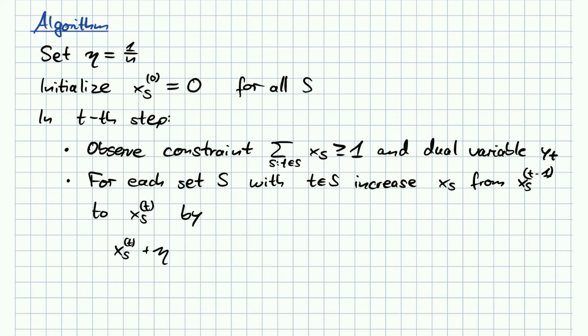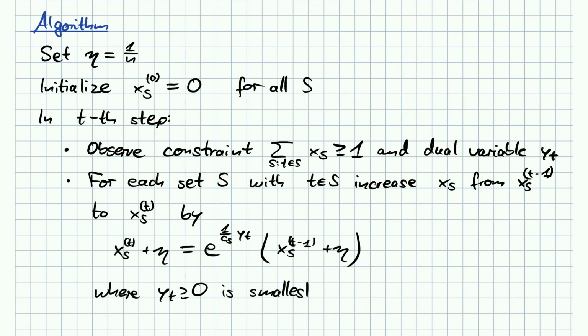Say x_s at t plus eta should be equal to this factor times x_s at t minus 1 plus eta. And y_t should be the smallest number such that the sum of the x_s such that t is in s, of x_s at t, is at least 1. Good.